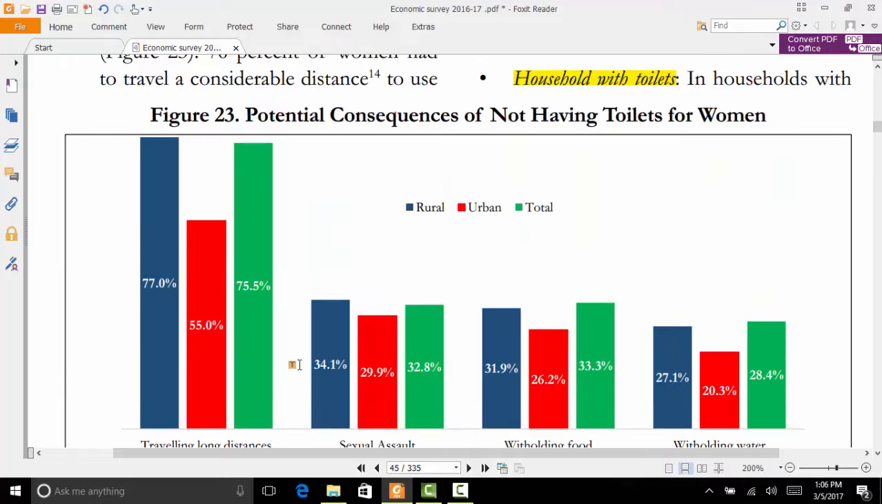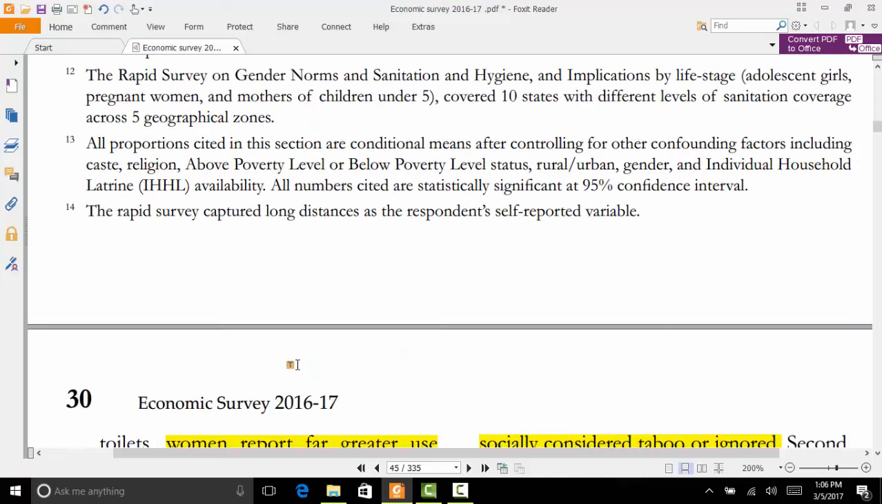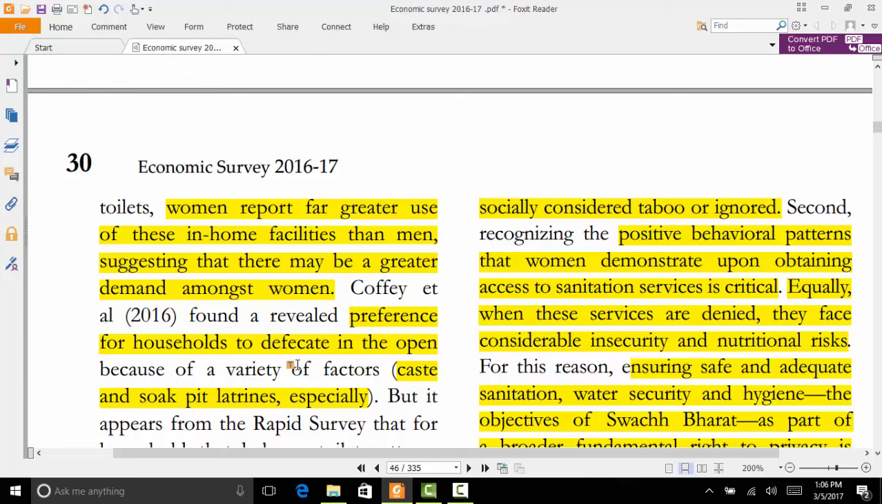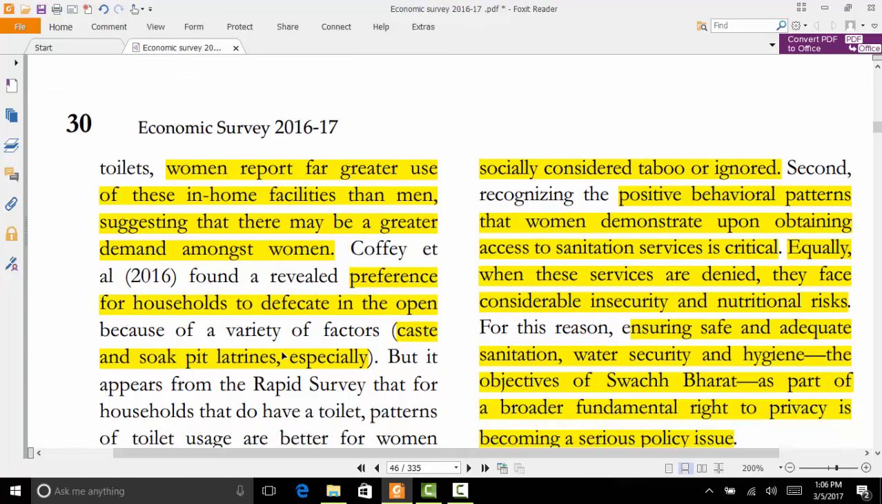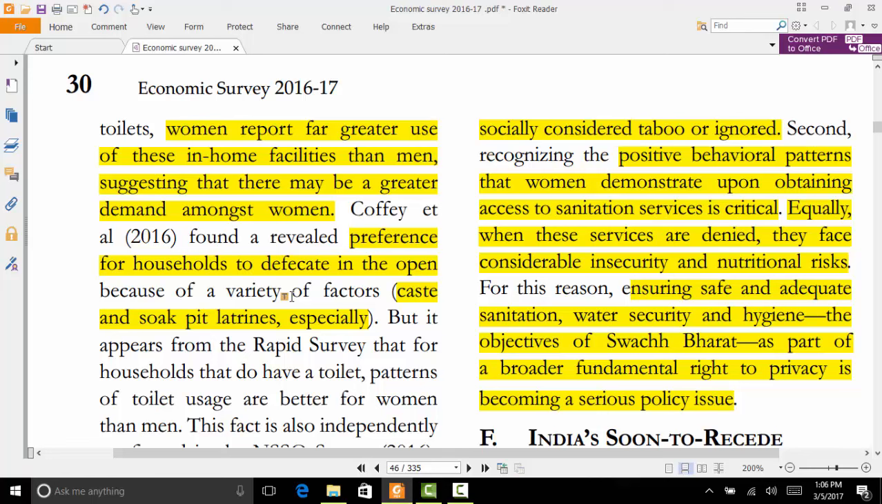Read the point that for the household with toilets, women report far greater use of these in-home facilities than men. So it shows a preference for open defecation among some, because of a variety of factors. Now, how can this information be used somewhere? Even after building the toilets, people still prefer defecating in open. But who are these people? These are the male people of those families, right?